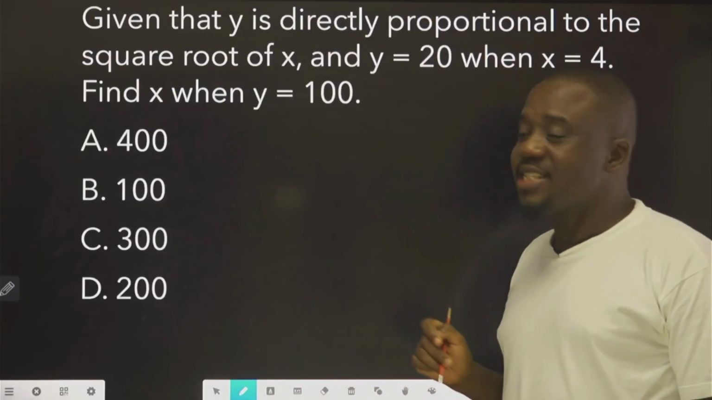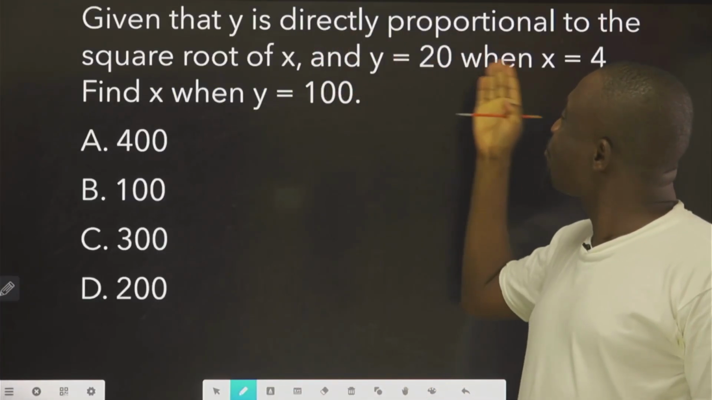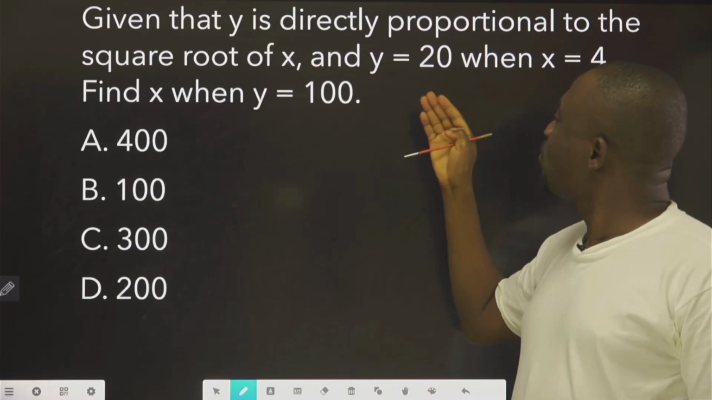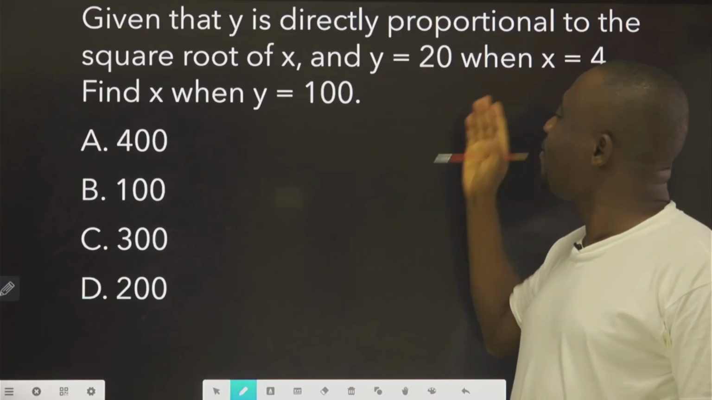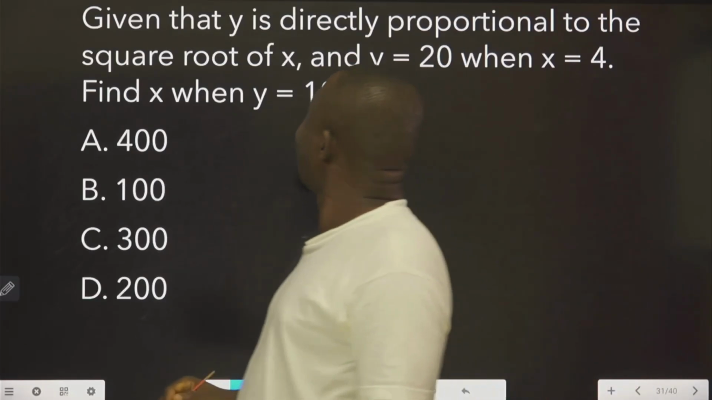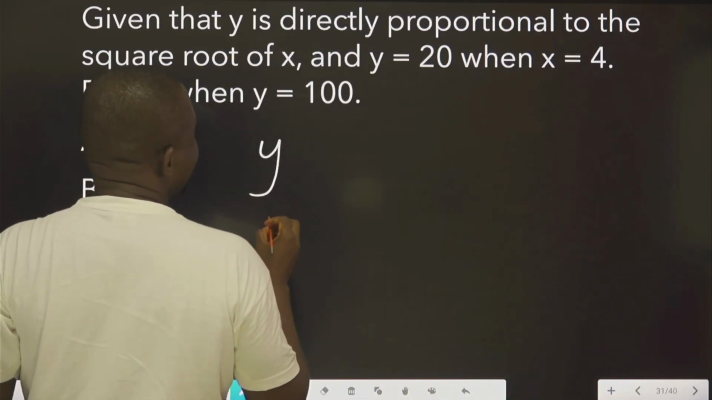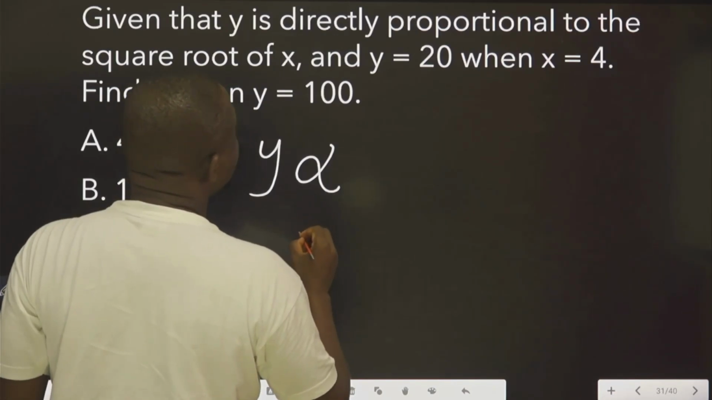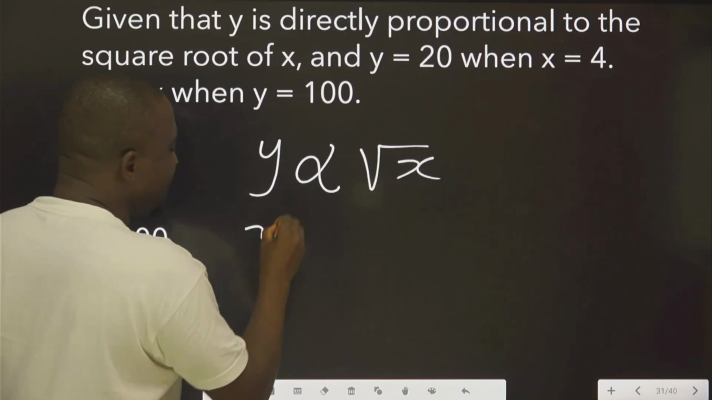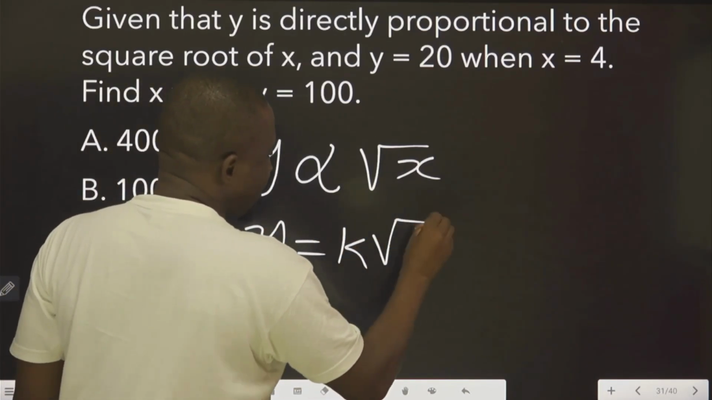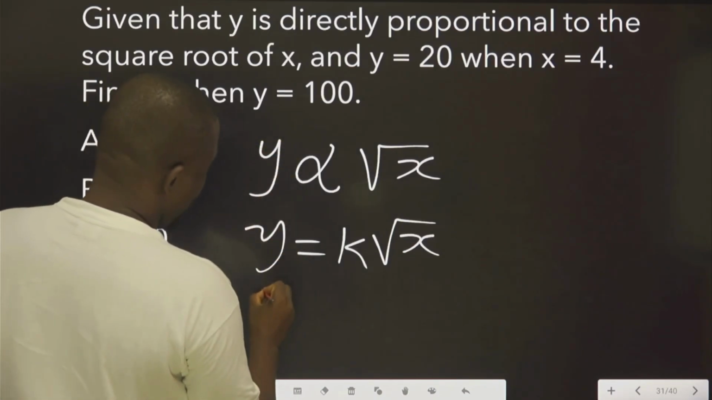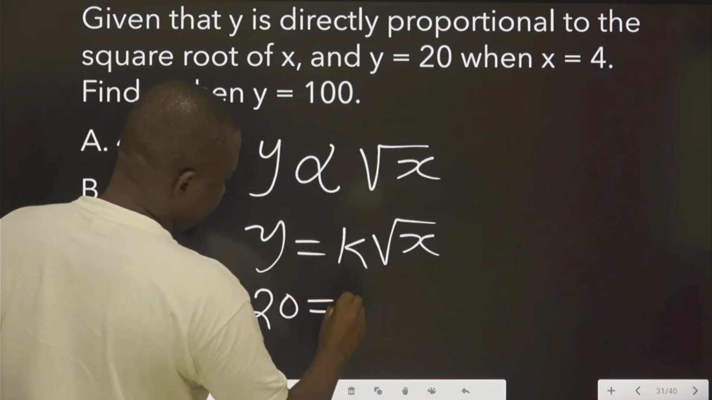Look at this question. It says, given that y is directly proportional to the square root of x and y is 20 when x is 4, find x when y is 100. Y is directly proportional to the square root of x. To equate this now, we simply do this equals to k. We can now find k. Once we find k, we can use it for others.